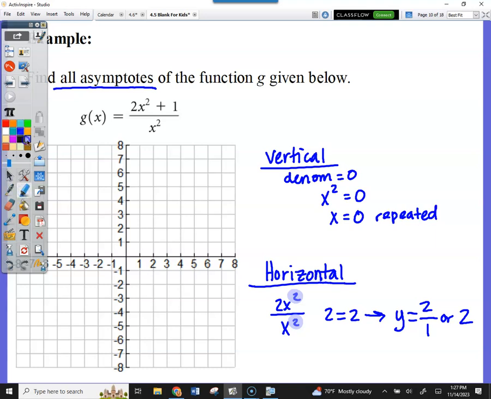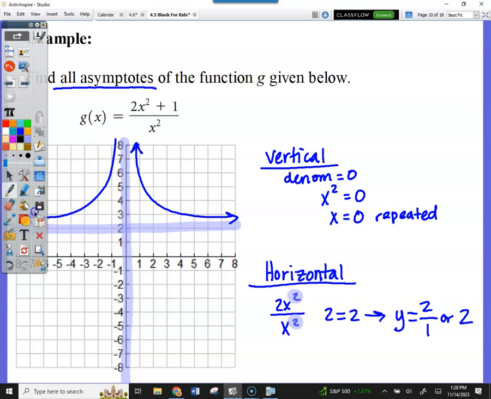Now, let's do our graph. We got a vertical at 0. Then we got a horizontal at 2. Because this vertical asymptote is repeated, the graph is different. Instead of them being on diagonal sections, they are both going in the same direction.